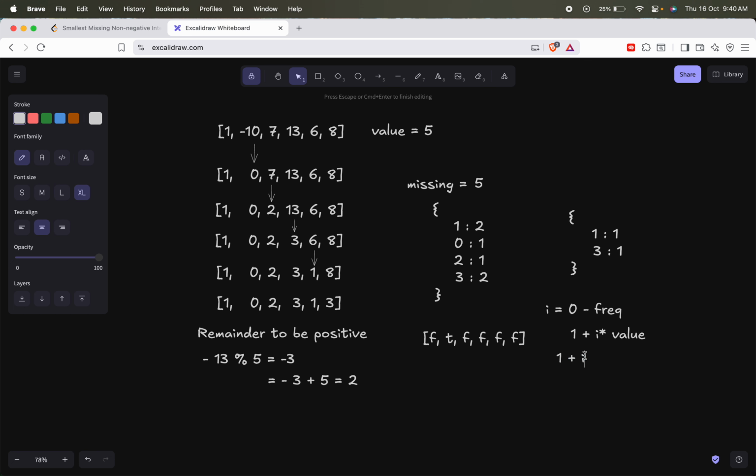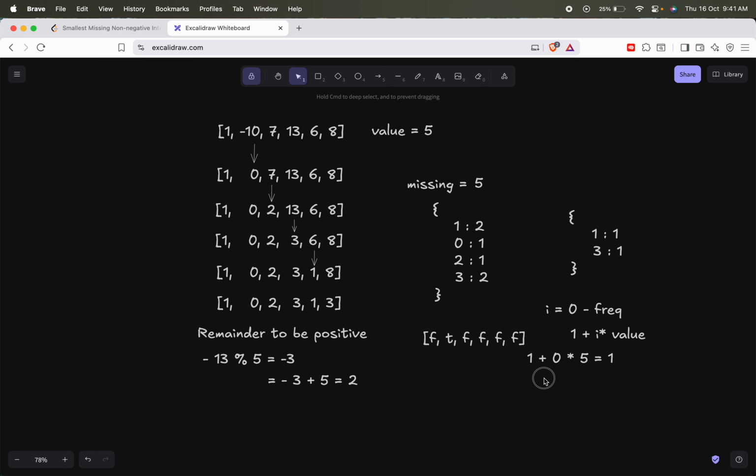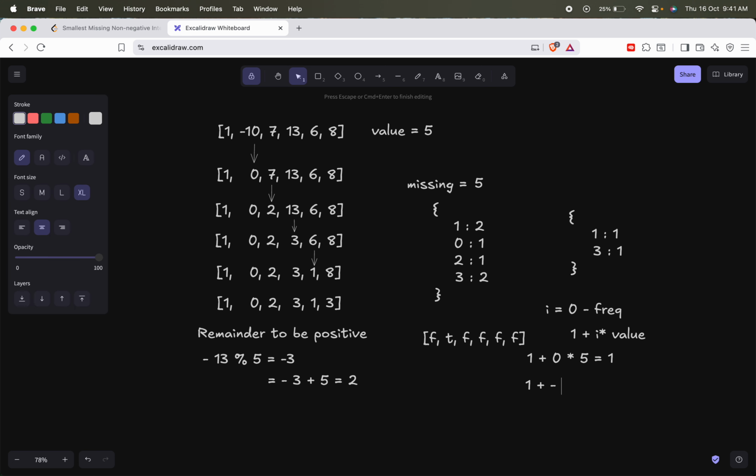So 0 times the value, which is 5, so this will turn out to be 1. Yes, 1 does exist standalone, right? Next value is 1 plus 1 times 5, which is 6. Yes, 6 also exists, right? 1 and 6 both exist in the given array. So that is how we are backtrack calculating it. We'll go all the way up to frequency minus 1.